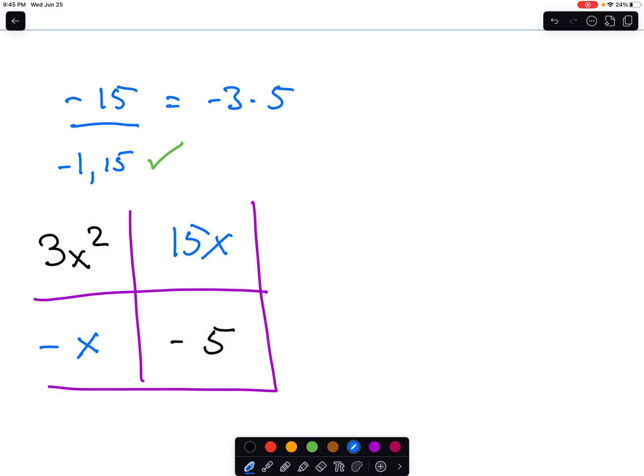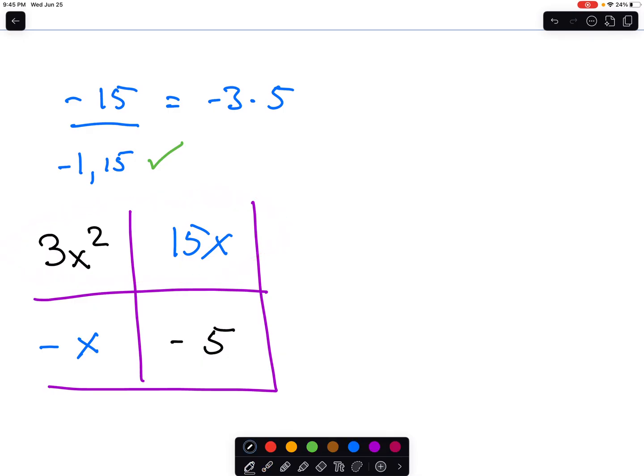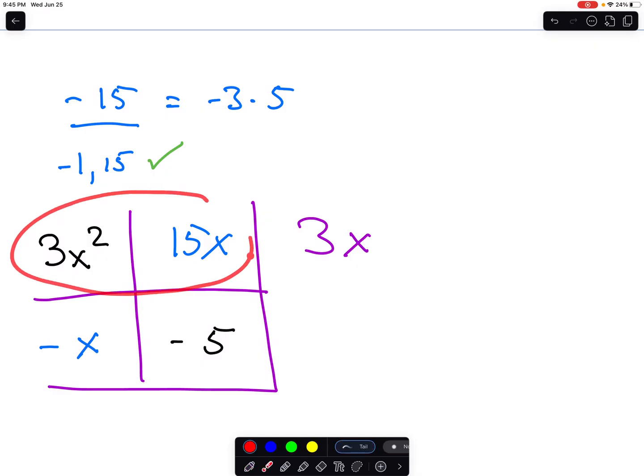With the box method, once we have that set up like that, now we just do something like this. If we focus on the top, what's the greatest common factor with those on top? Well, the greatest common factor with 3 and 15 is going to be the 3. So we can factor out a 3. And they both have at least 1x. So the greatest common factor between those two terms is 3x.